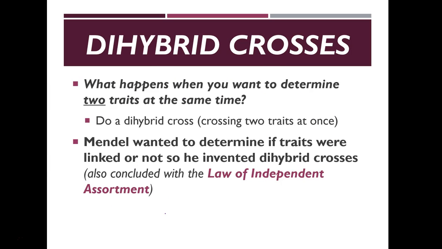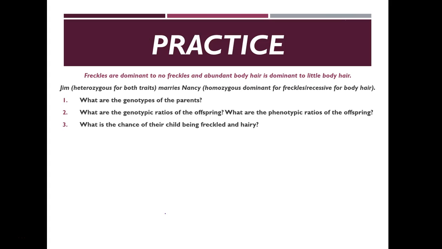All right, so those should have been simple and a review for you. Now we get into dihybrid crosses. Dihybrid crosses are more than likely new for you. This is when you want to determine crossing 2 traits at the same time. So Mendel wanted to determine if traits were linked or not, so he invented dihybrid crosses. This also concluded the law of independent assortment. So this time we're going to practice. We should have 2 traits in our problem, and we do.